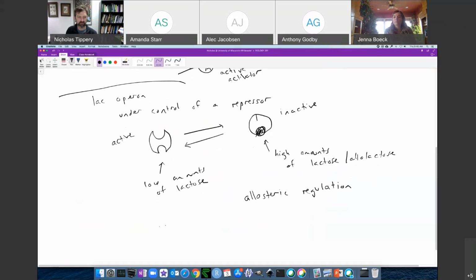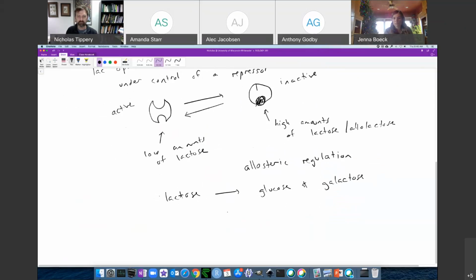So in the main reaction, we're finding ourselves, if you're a bacterial cell, finding yourself in the presence of lactose and breaking it down into glucose and galactose, and the enzyme responsible was beta-galactosidase, and that was encoded by the LAC-Z gene. So for this all to happen, to break down lactose, we need this LAC-Z gene to be transcribed or expressed.